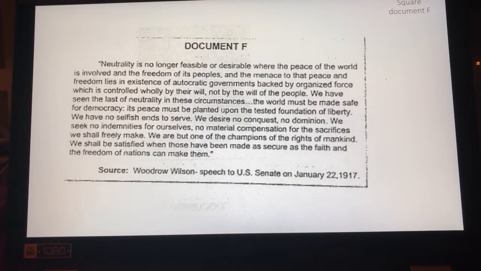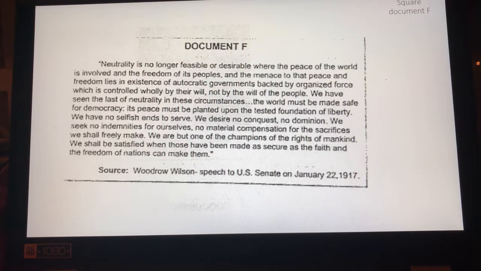We're going to go to the square documents, document F. And this is Woodrow Wilson. He's speaking in front of the Senate. He says, "Neutrality is no longer feasible or desirable where the peace of the world is involved and the freedom of its peoples. And the menace to that peace and freedom lies in the existence of autocratic governments backed by organized force which is controlled wholly by their will and not by the will of the people. We have seen the last of neutrality in these circumstances. The world must be made safe for democracy.